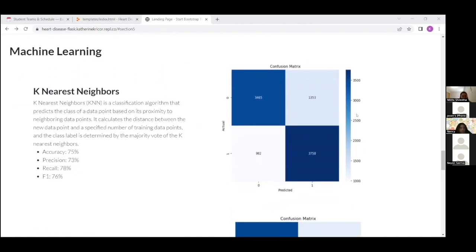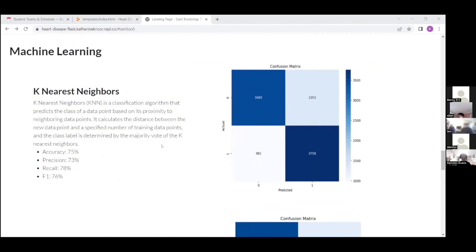All right, so for machine learning, we used 3 models to determine whether someone had heart disease or not. Our first model was a k-nearest neighbors model. This is a classification algorithm that predicts the class of a data point based on its proximity to neighboring data points. It calculates a distance between the new data point and a specified number of training data points, and this is used to label the new data set.